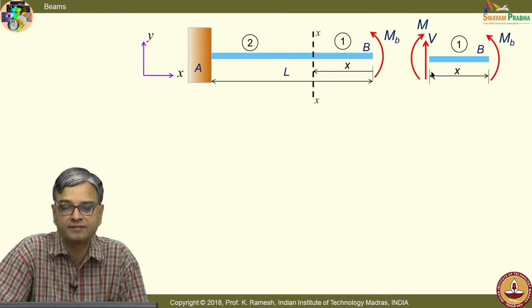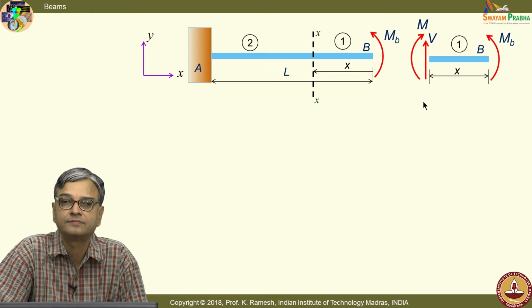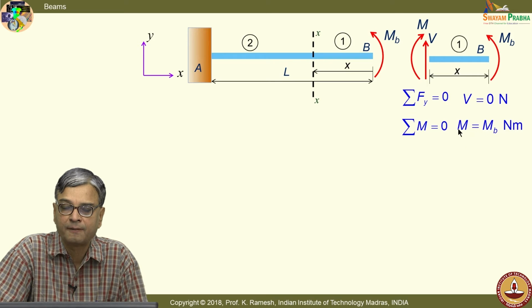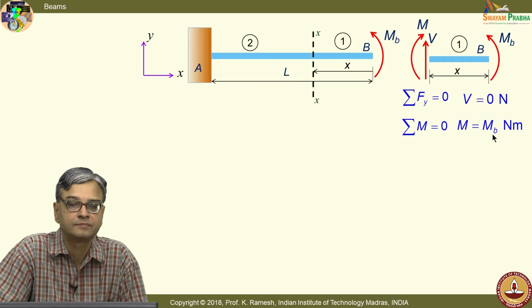So, we have adopted this sign convention and this is the unknown moment and unknown shear force. And I can put sigma Fi equal to 0. I will have the first answer: there is no shear force, V is 0, and I have only bending moment, M equal to Mb. So, can I go and plot this?